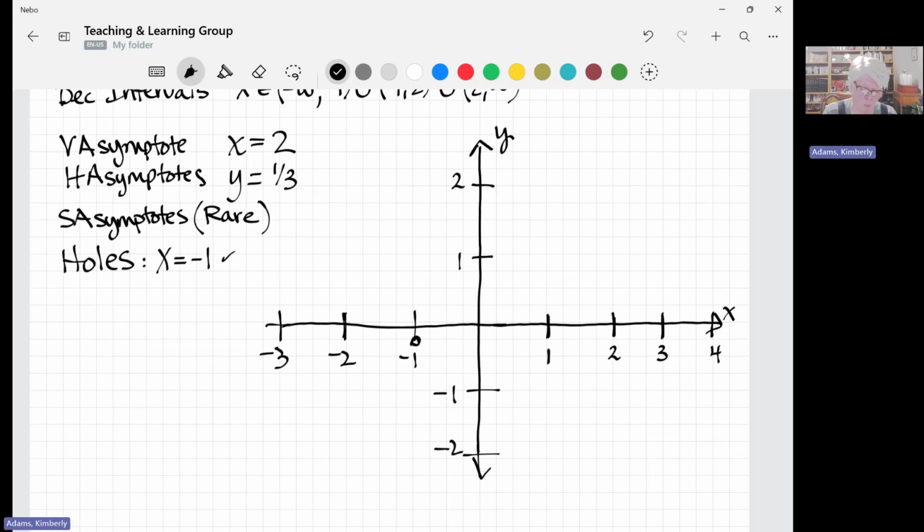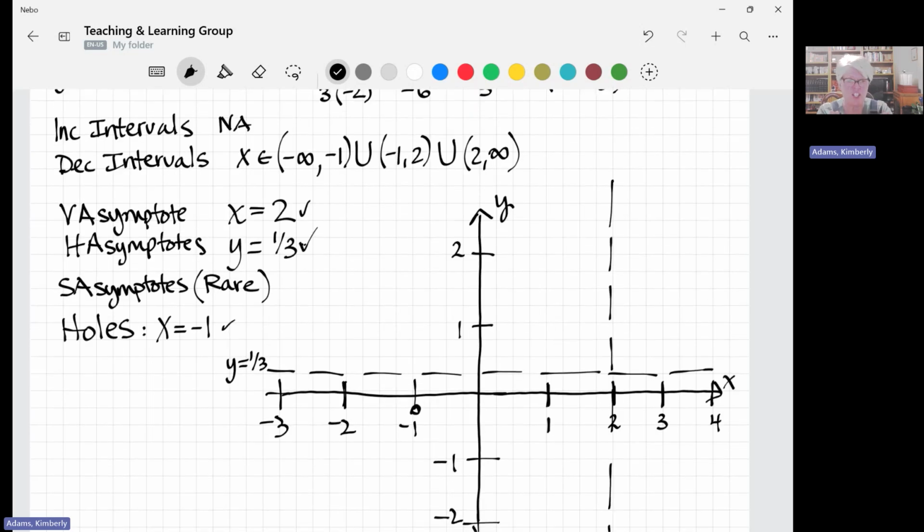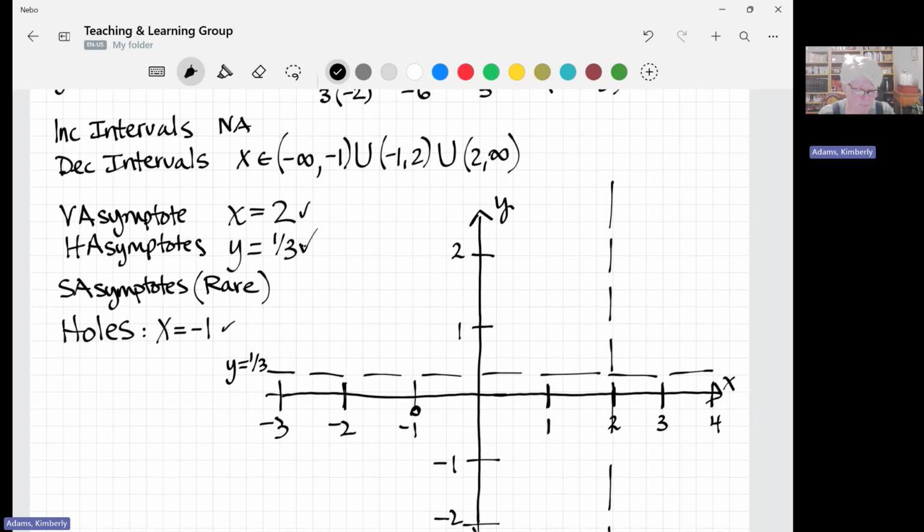There's a horizontal asymptote at 1/3. So I'm going to dash line in my horizontal asymptote. This is where y equals 1/3. There's a vertical asymptote when x equals 2. There's the vertical one. Check the boxes. We're making progress here. Keep in mind, I cannot cross the vertical asymptote, but I can cross the horizontal one. It is entirely possible. This thing is decreasing everywhere.